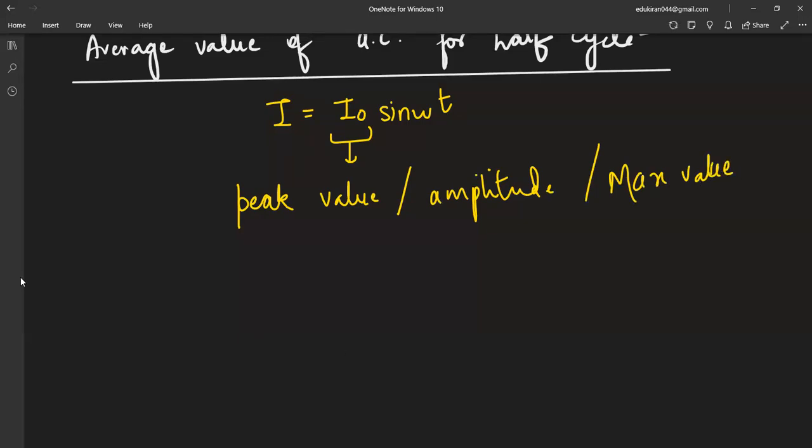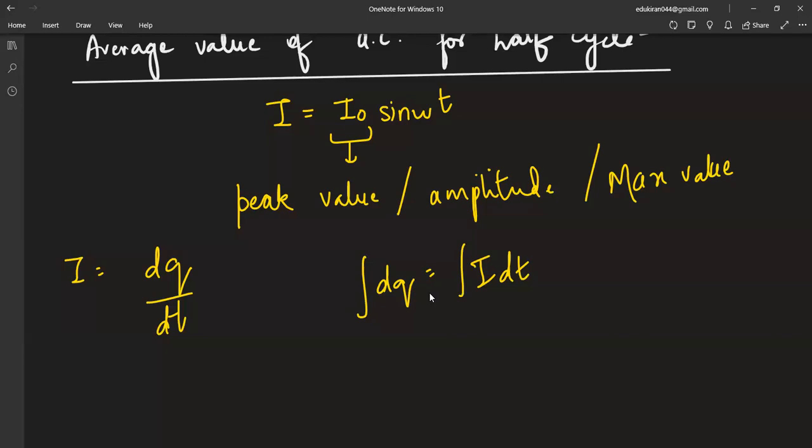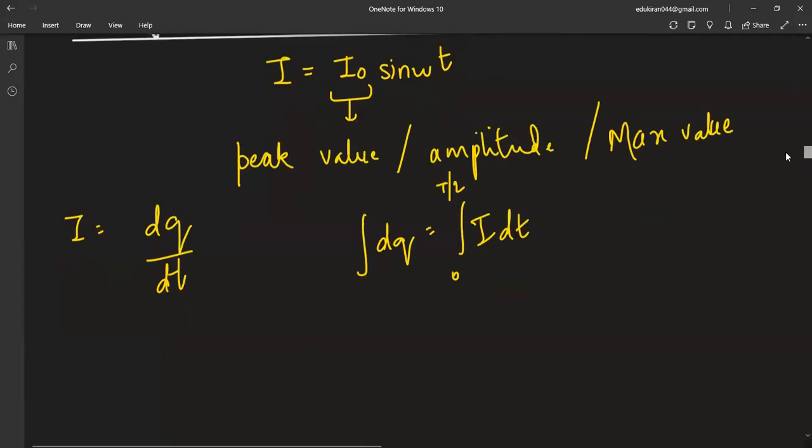All right. So what is current? Current is dq over dt, rate of change of charge. So what is charge? Charge is I dt. So to find out the value of charge, we'll integrate it, yes, to get the maximum value. And current will be integrated from 0 to T by 2, because this is half cycle only.